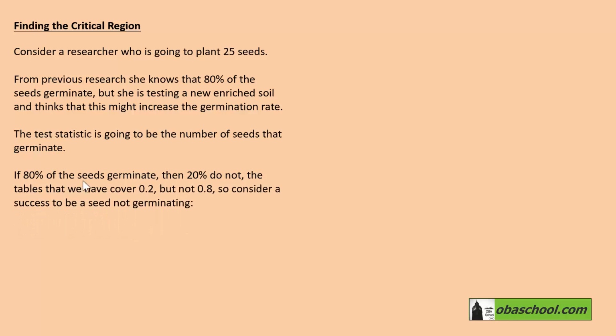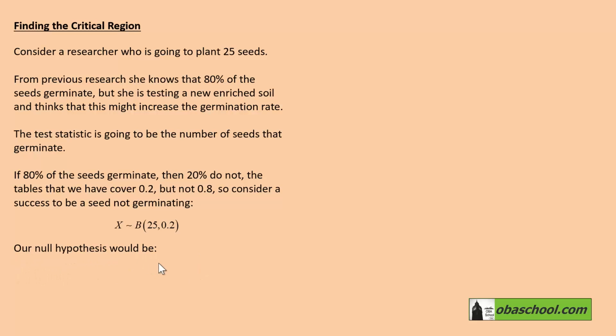If 80% of the seeds germinate, then 20% do not. The tables that we have cover 0.2, but not 0.8. So consider a success to be a seed not germinating. So if x is the random variable, the number of seeds that do not germinate, then it's binomial with 25 trials because we plant 25 seeds, and a probability of success of 0.2. And remember, success here is that the seeds don't germinate.